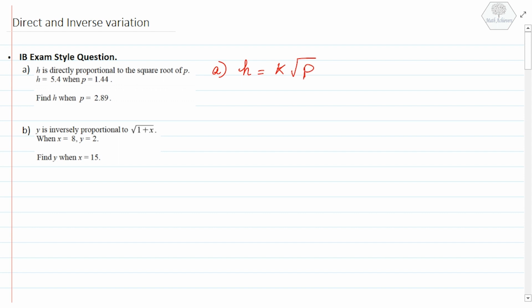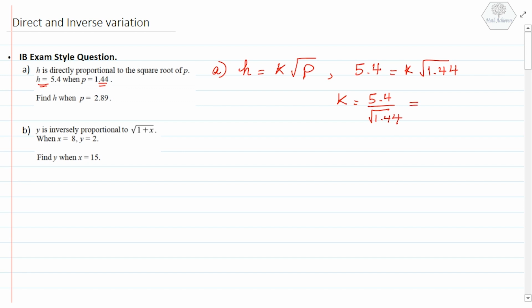When H is equal to 5.4, the P is equal to 1.44. So I use this given to find the value of K now. So I have 5.4 is equal to K times the square root of 1.44. So I have K to be equal to 5.4 over the square root of 1.44.